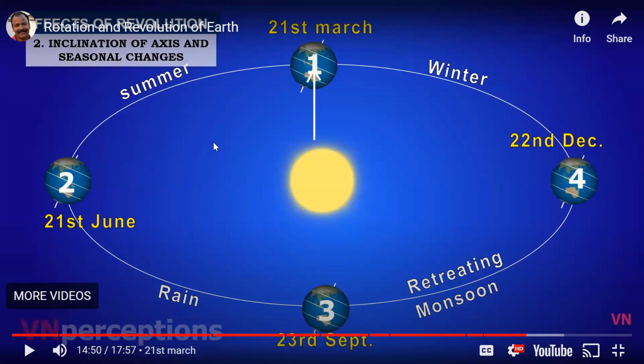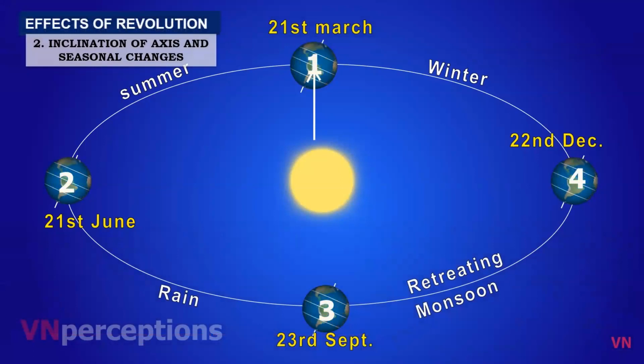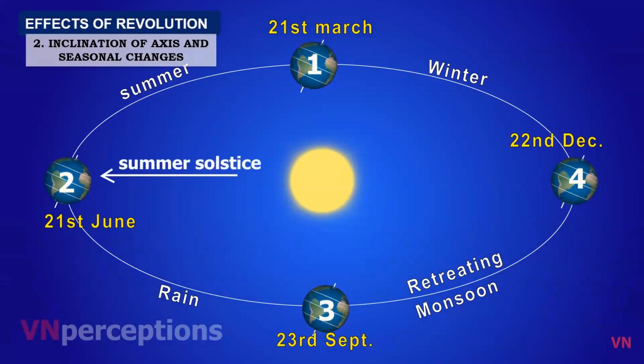Seasonal changes. Listen carefully. On 21st of June, the vertical rays of the sun fall on the Tropic of Cancer. This is the maximum inclination of the Earth's axis of the northern hemisphere towards the sun. And this is referred to as summer solstice.